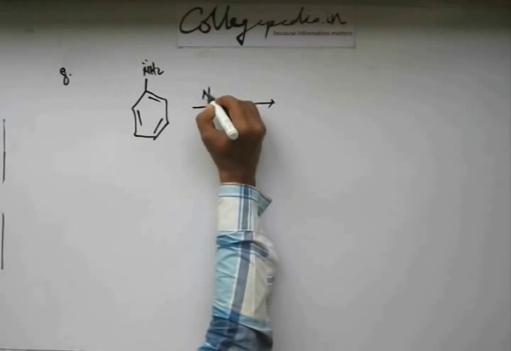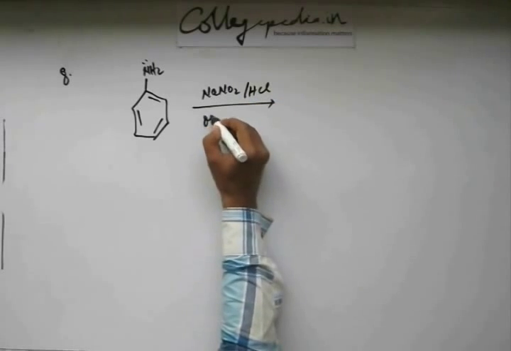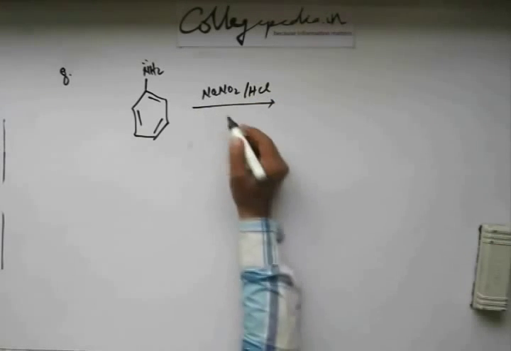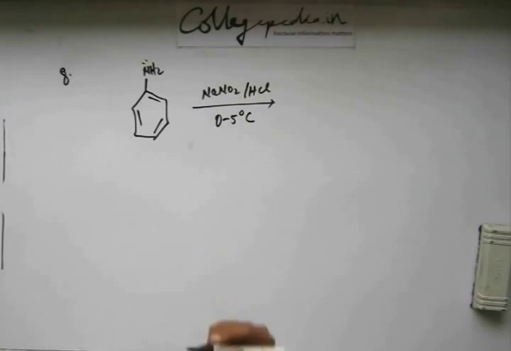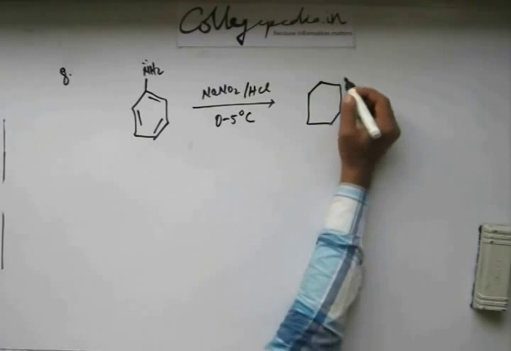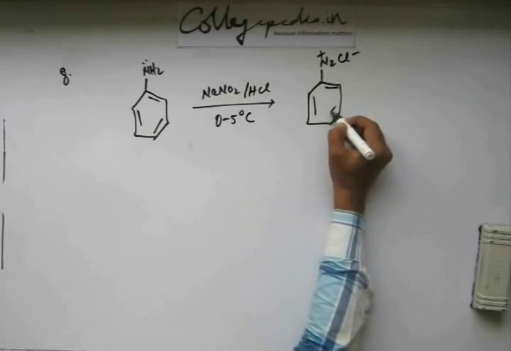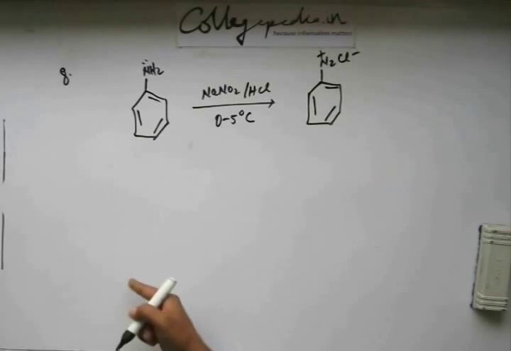On this aniline, if we add what we added in the last reaction, sodium nitrite in an acidic medium, for example HCl, and keep the temperature low, we carry out the reaction at lower temperature, the system is cold, below 5 degrees Celsius, then a diazonium salt would be produced. Now this is something we have seen before in the last reaction.